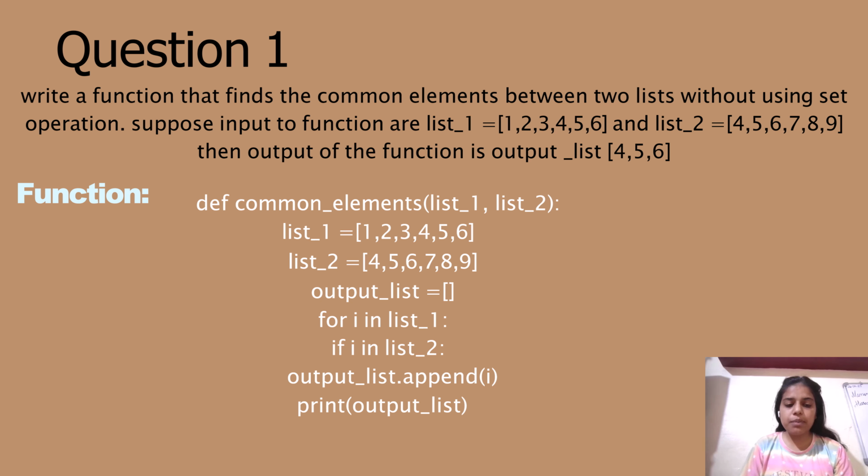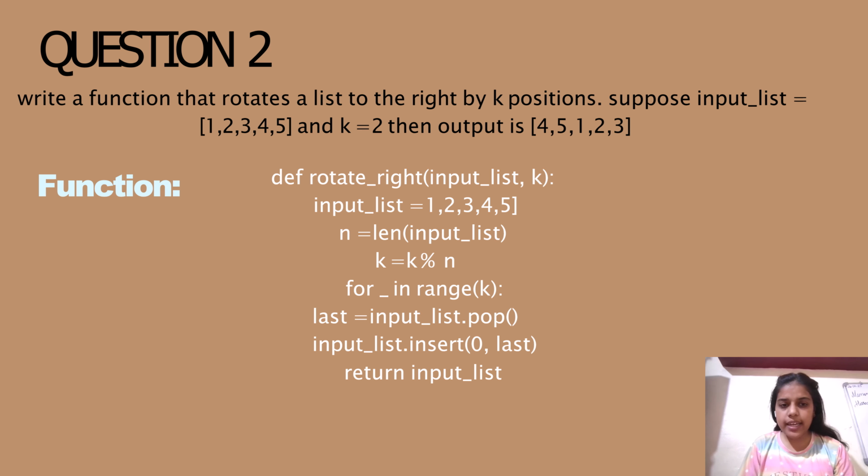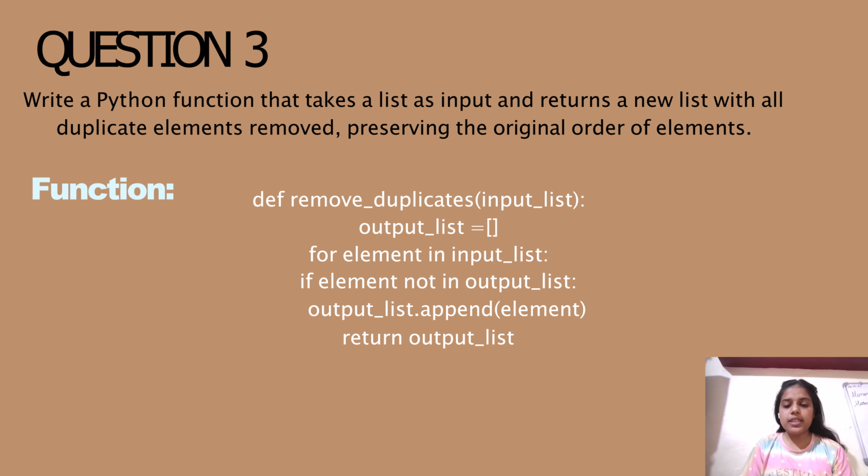So for the solution, we compare each item from the first list with the second. If it exists in both, we add it to the output list. Now question number two is rotate the list right by k. Here in the question, the value of k is equal to 2. So we rotate the list by copying the last item and inserting it at the front, repeating this k times. Now question number three is removing duplicates and preserving the order. So we loop through the list and add items to a new list only if they are not already there, keeping the original order.